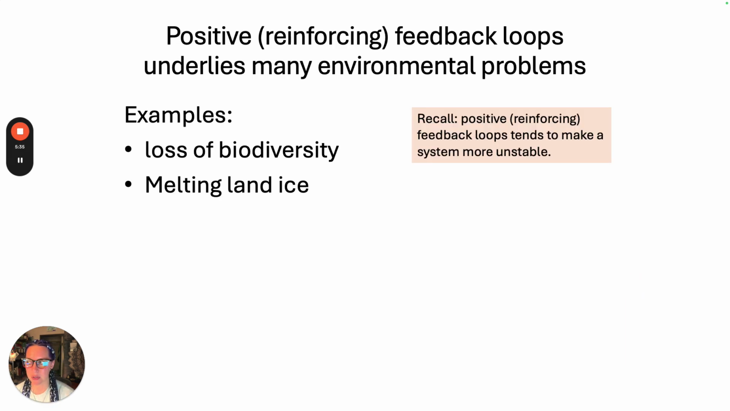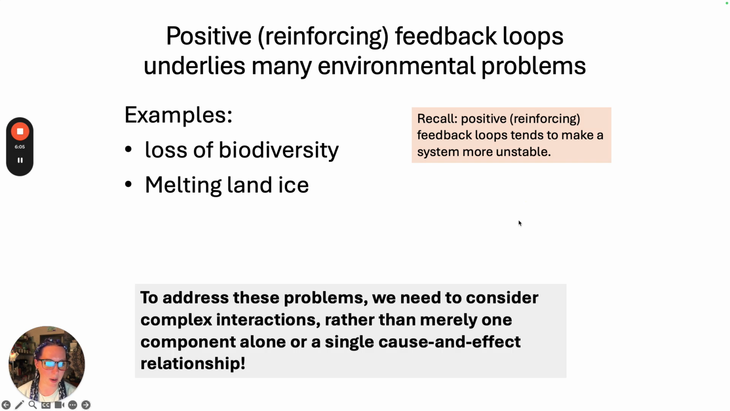So some examples of positive feedback loops in environmental problems, of course, loss of biodiversity and melting of land ice. Some big things here. I think the land ice situation is the one we often think about quite a bit. More land ice melting exposes darker land underneath, which makes the region warmer, which melts more ice, which exposes more land, which makes it warmer, etc. So that's a very important feedback loop there.